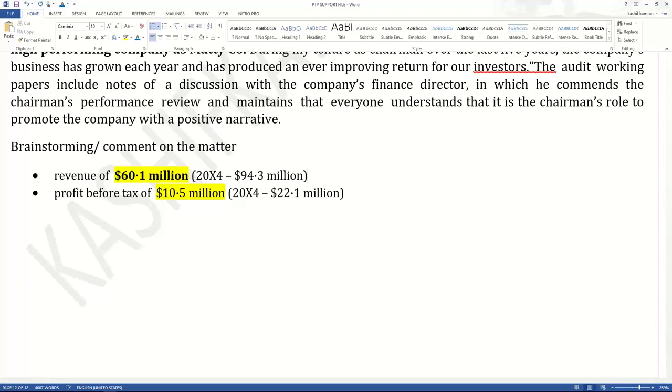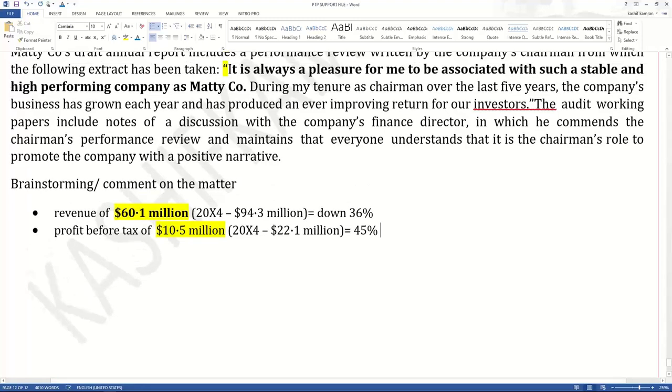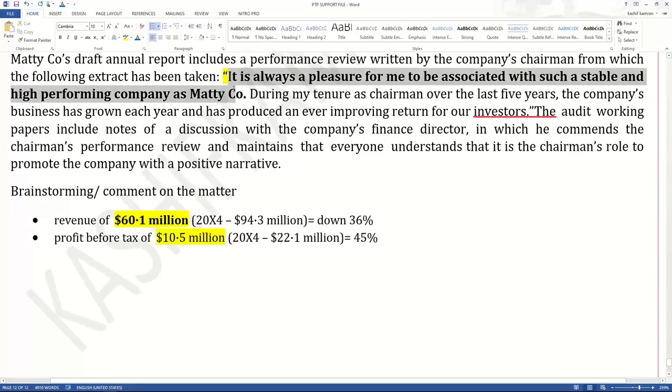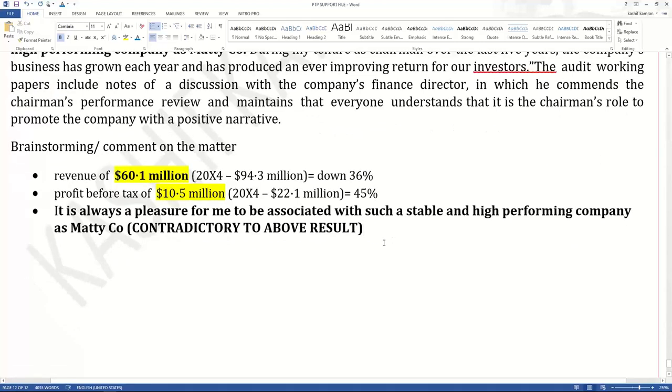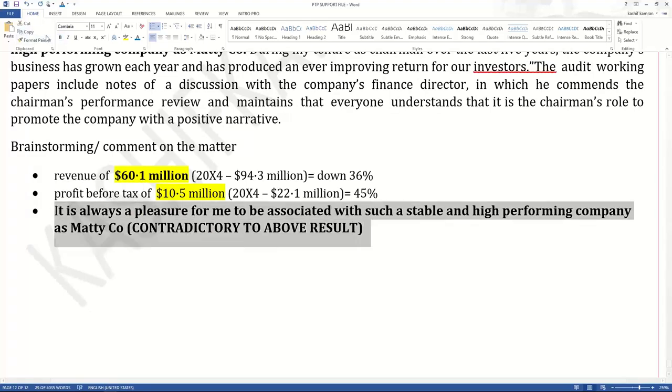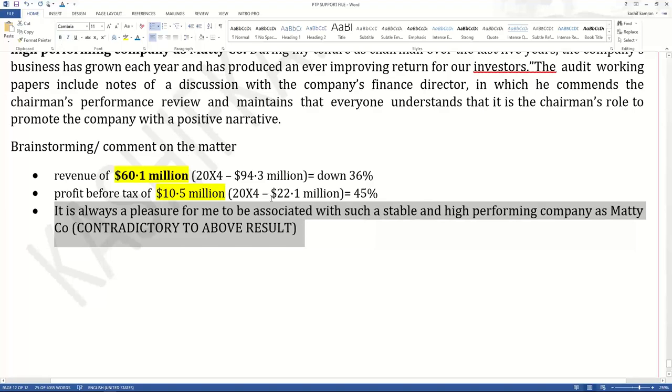So how much is the revenue down? Almost 36%, rounding off. And profit before tax is down by how much from last year for the whole company? Almost 45%. So revenue down, profit down. And the chairman is saying it has always been a pleasure to be associated with such a stable and high performing company. Is that contradictory when you look at the performance above? So is there a material inconsistency between the chairman's statement and the actual results under ISA 720? I hope you know the rule of material inconsistency, right?